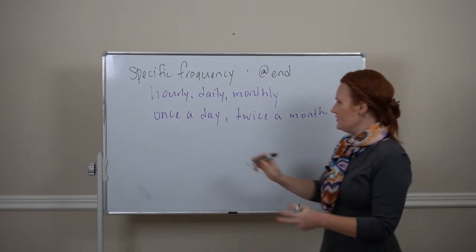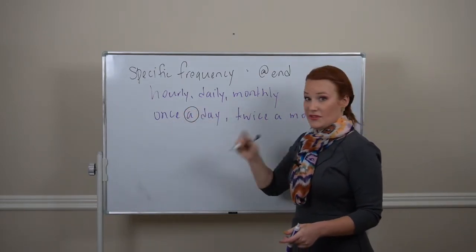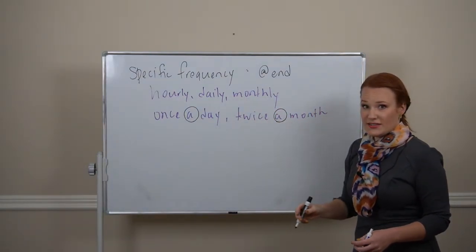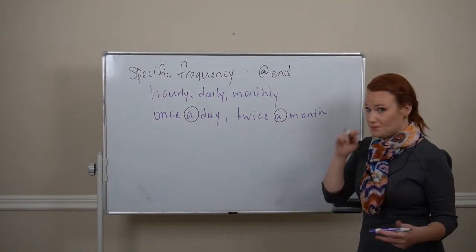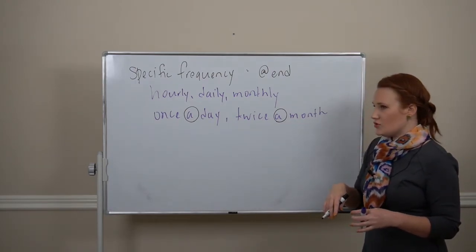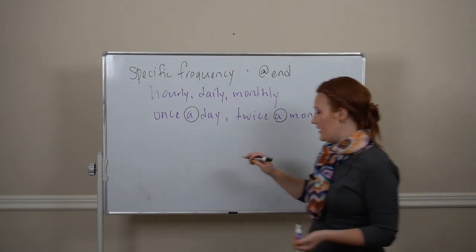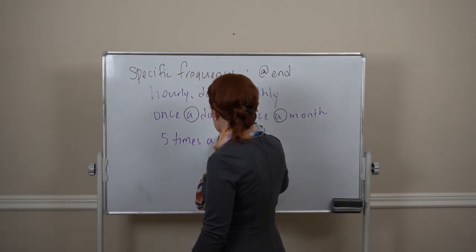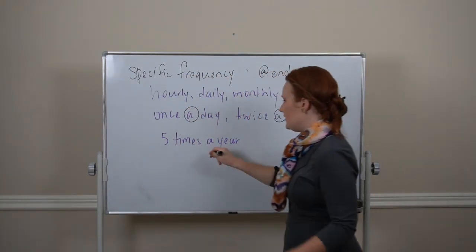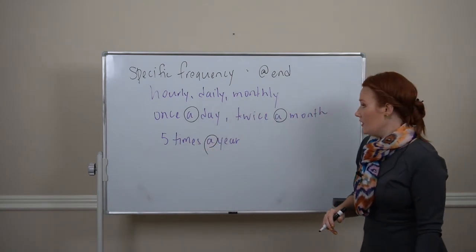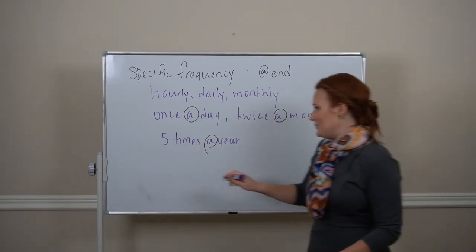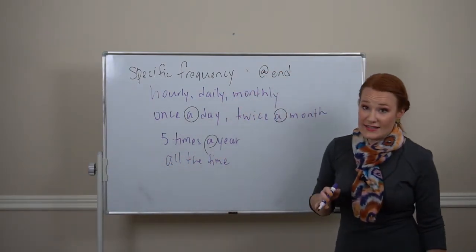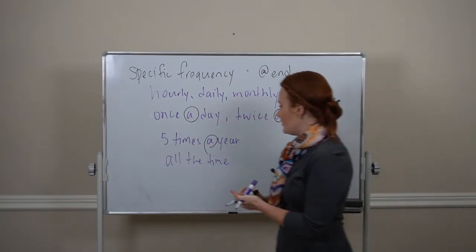Note this in here. Once a day means one time each day. Twice a month, we'll use once a day, twice a month, 3 times a year. So yeah, if you have a larger number than 2, then we'll just say 5 times a year, 10 times a year, 100 times a year. Or maybe all the time. All of these time expressions will go at the end of the sentence.